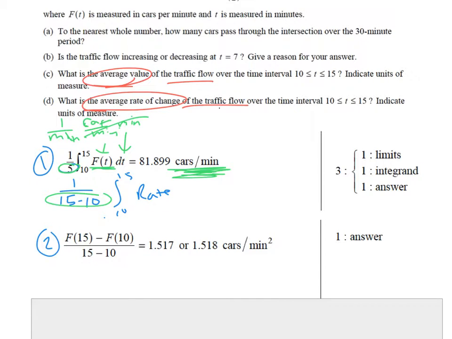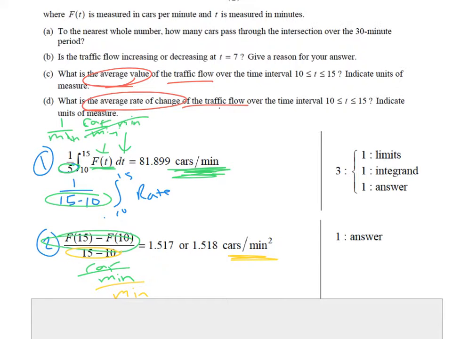Well, my units in my numerator would be cars per minute. And then my denominator, the 15 minus 10, is time. So that's minutes. And there's my cars per minute, or cars per minute squared, that you're seeing here.